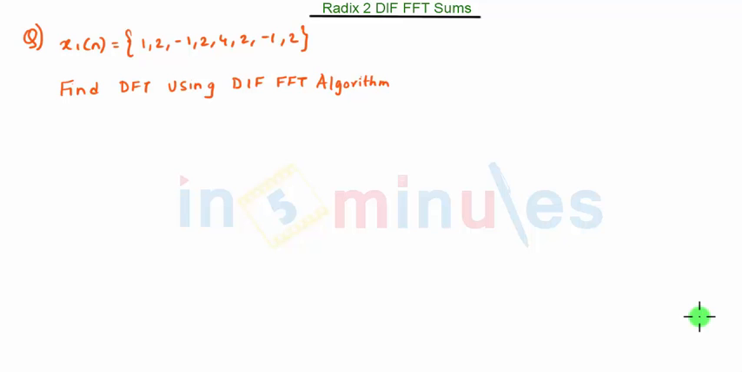This is a sum based on the radix-2 DIF FFT algorithm. The question is, the sequence is given, x1(n) = 1, 2, -1, 2, 4, 2, -1, 2. You have to find the DFT using the DIF FFT algorithm.